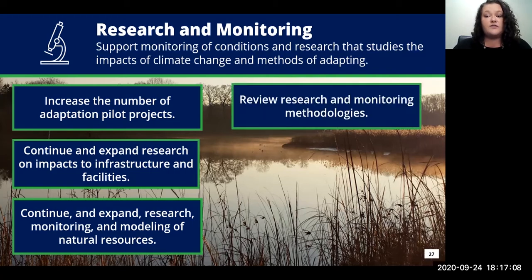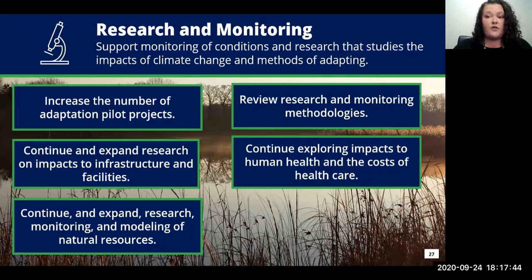The next action is to review current research and monitoring methodologies. As sea level rises, how our environmental scientists are able to collect data may need to be adjusted to ensure both data accuracy and human safety. For example, if a method to observe marsh stability requires there to be no water on the surface, researchers may need to adjust their methods or planning protocols to ensure all data collected are an accurate representation of current conditions.